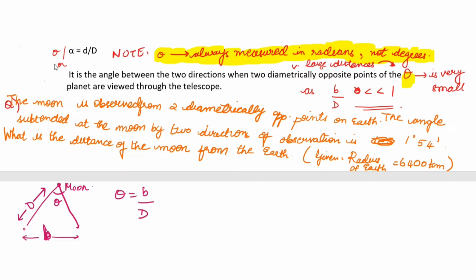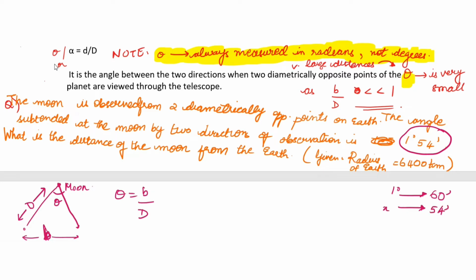Here the diameter is nothing but the basis, and we know the formula theta is equal to b by d. So first our job is to convert this angle into radians. We should convert this degree into radians. There is a minute term here, so we convert minutes to degrees first, and then we convert degrees into radians in the end. Instead of converting degrees to minutes and then converting again, it becomes long. So always try to convert minutes to degrees first and then degrees to radians.